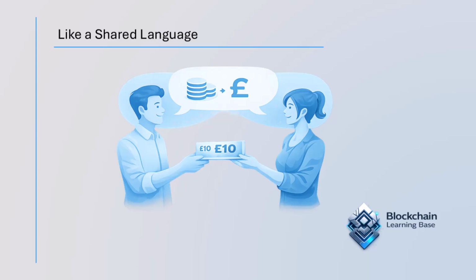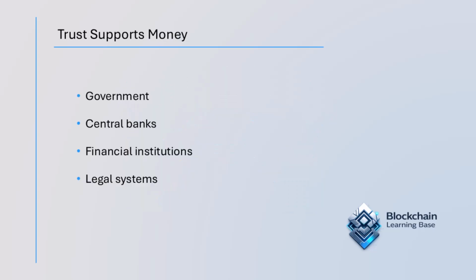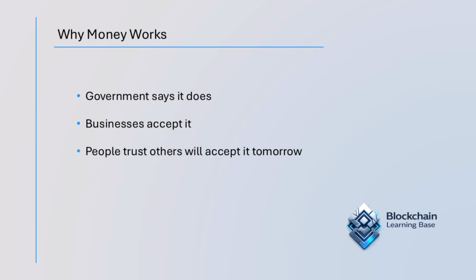That agreement is built on trust. Trust in governments, central banks, financial institutions, the legal system. A £10 note has value because the government says it does. Businesses accept it, and you trust someone else will accept it tomorrow. And for the most part, that works. Modern economies depend on that trust, and most days we don't even think about it.